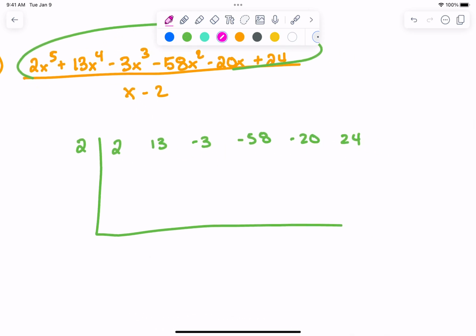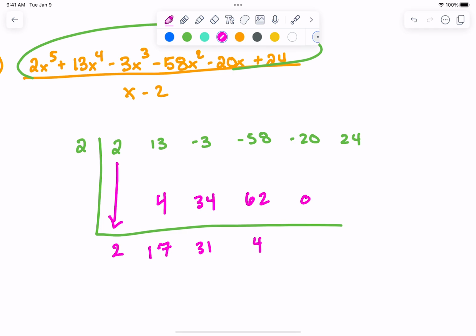Ooh, this is a long one. All right, can I go fast? Yeah. Ready, set, go. 2 and 4 and 17 and 34 and 31 and check and make sure I'm doing this right. Yeah, and 62 and 4 and 8 and negative 12 and negative 24 and 0. Yep.